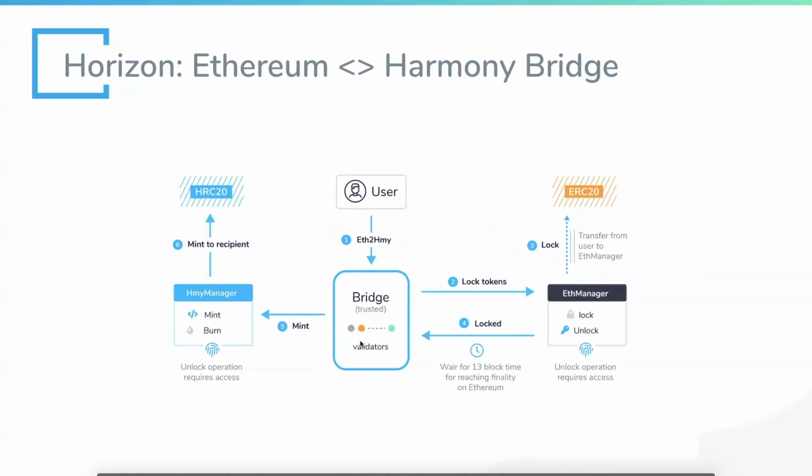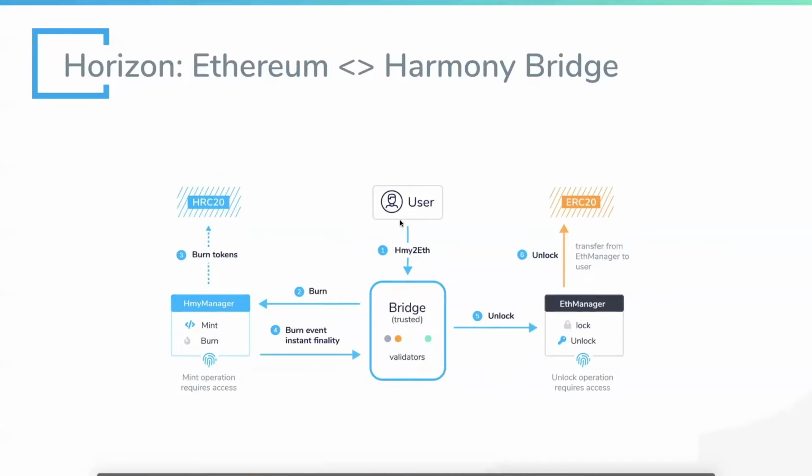Upon the finality wait, the validators are going to submit a mint request to a smart contract called Harmony Manager on the Harmony blockchain. This smart contract, after receiving enough requests from the validators, is going to mint tokens for the user. So in this way, users are going to lock up a number of tokens or assets on the Ethereum side and get a 1:1 amount of tokens on the Harmony side.